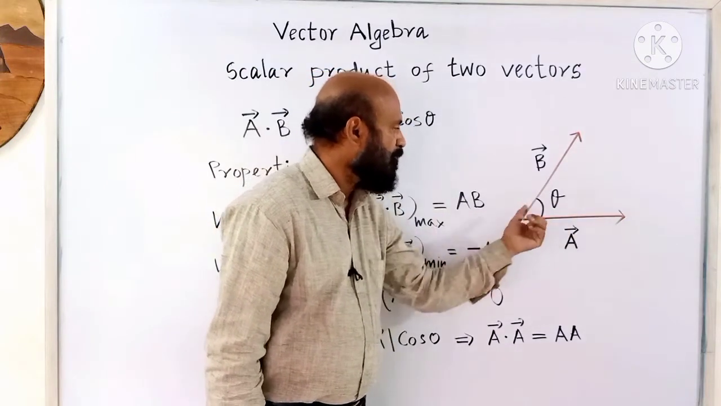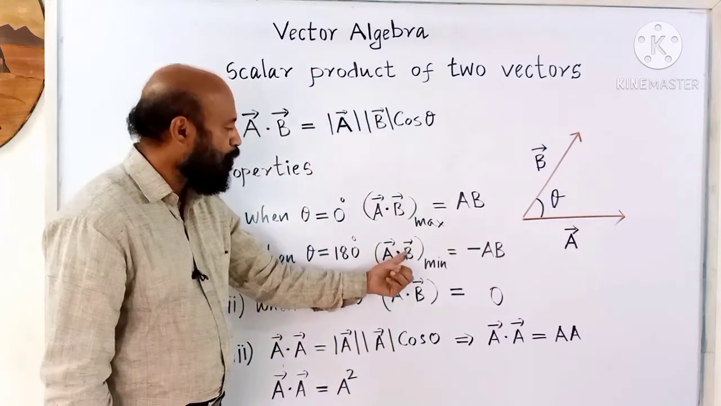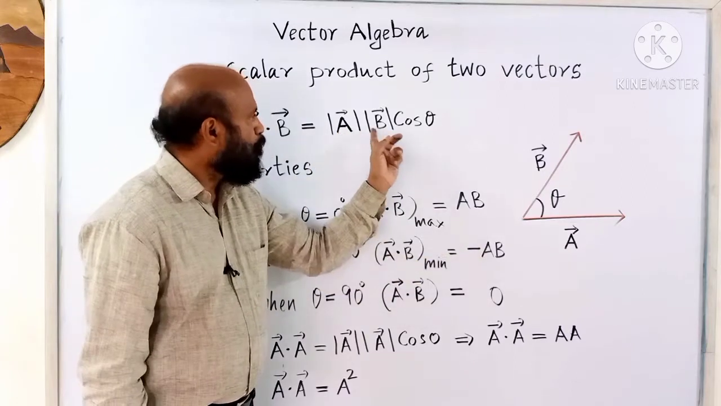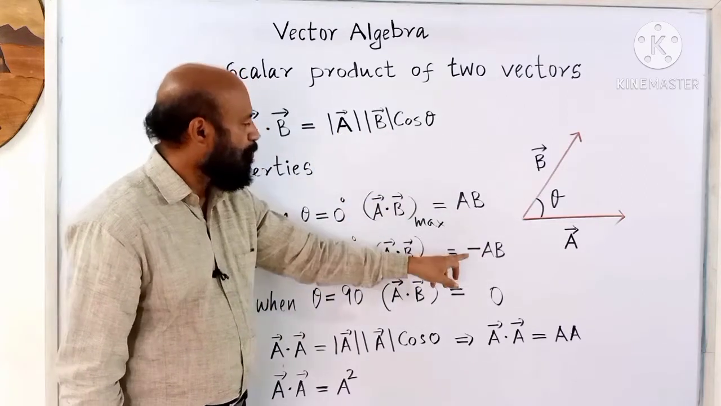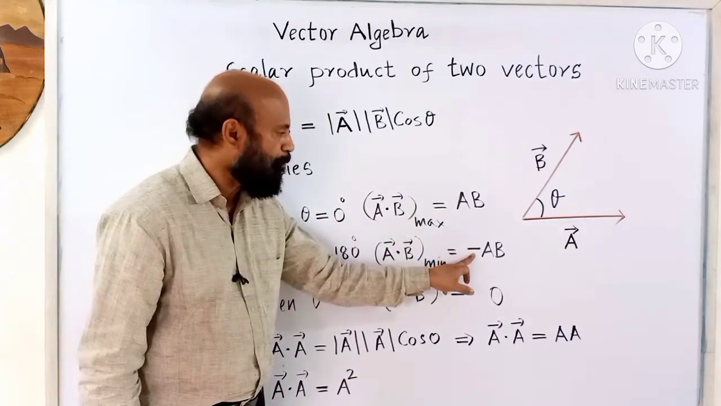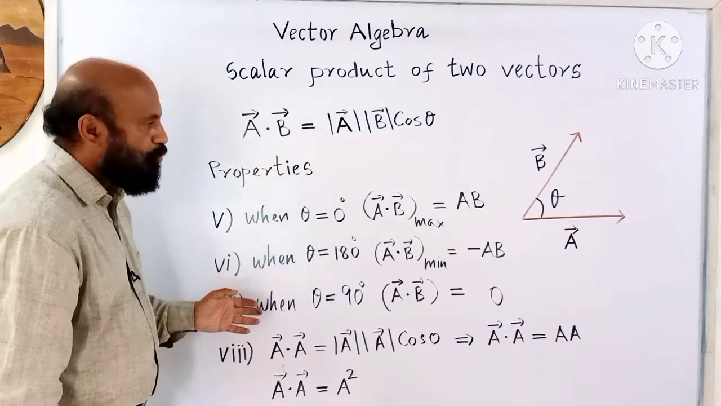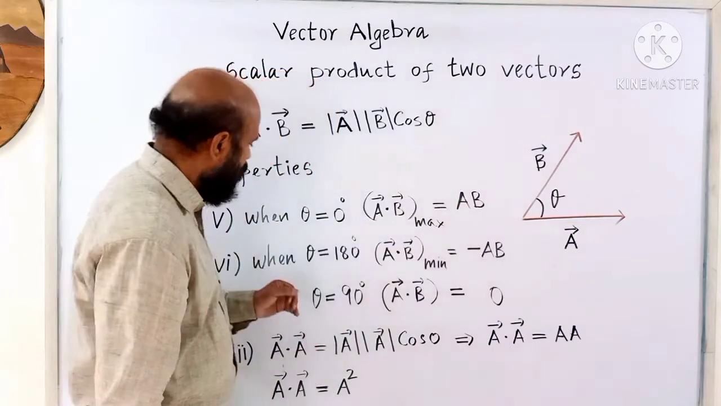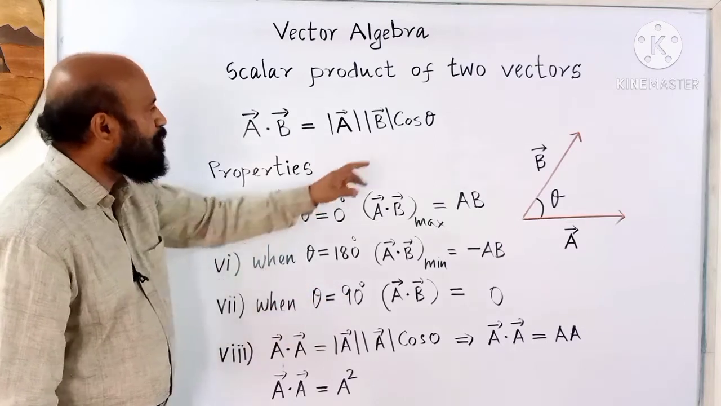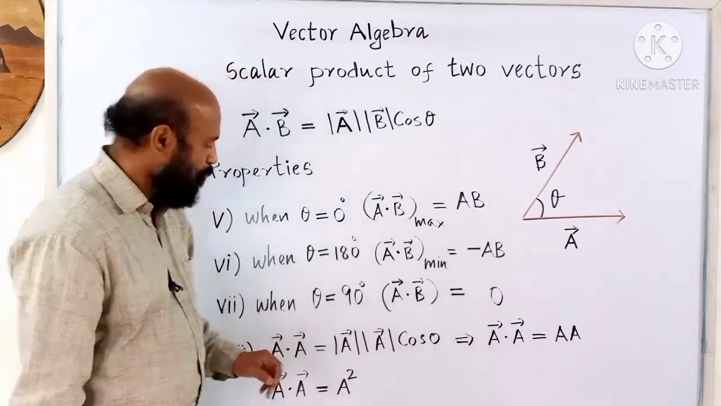Suppose the vectors are in the opposite direction. A vector is that side, B vector is this side. So theta is 180 degree. Now A vector dot B vector is equal to modulus of A, modulus of B, cos theta. Now cos 180 is minus 1. So dot product will have minimum value. Minimum value is minus AB. Suppose two vectors are perpendicular. Then theta is 90 degree. Cos 90 is 0. So dot product will be 0.